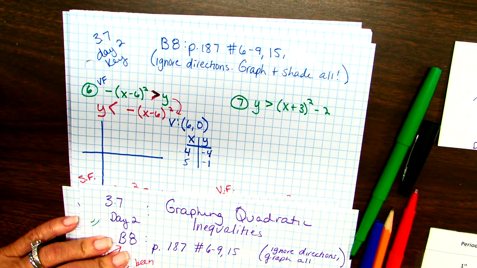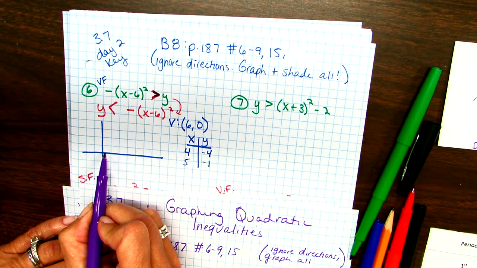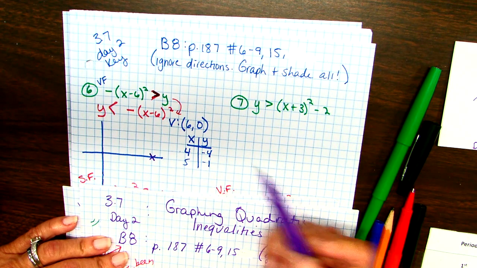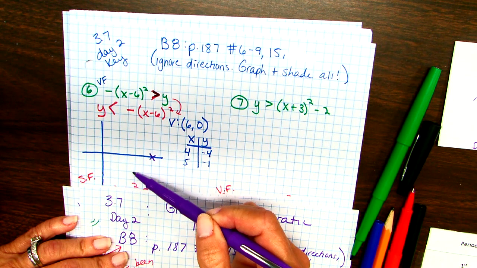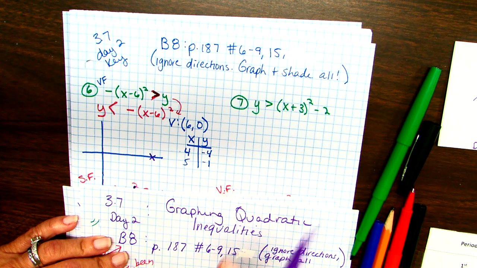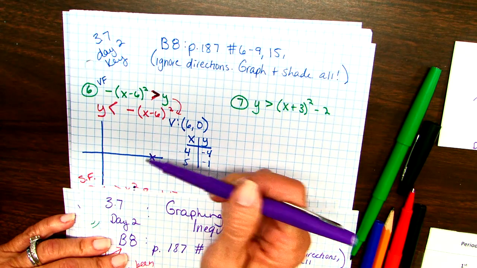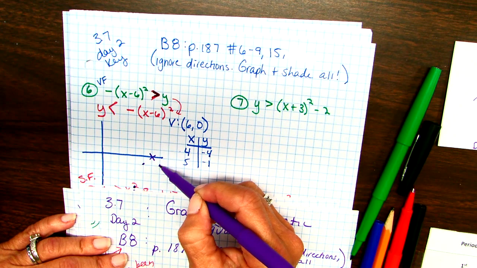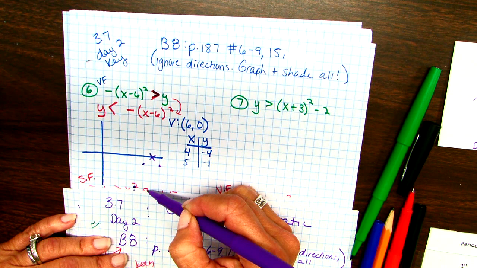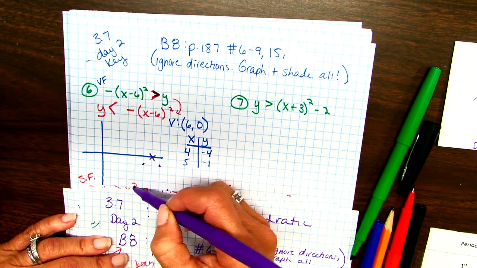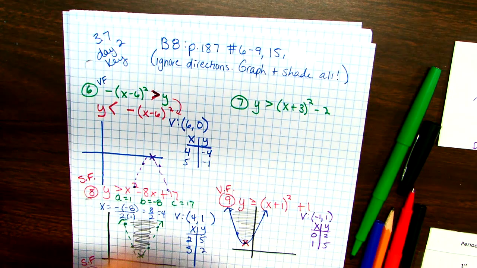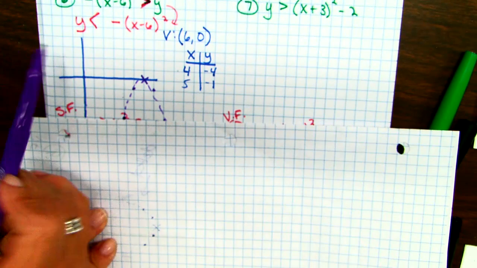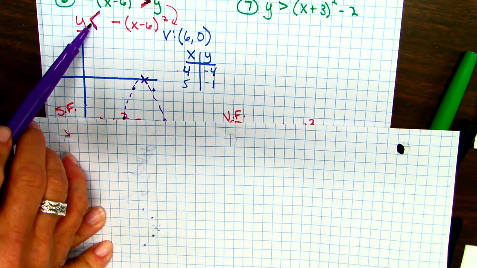All right, so let's go ahead and plot the points. So my vertex is at 1, 2, 3, 4, 5, 6, 0. There's my vertex. Then 1, 2, 3, 4, 1, 2, 3, 4, and 5, negative 1. Sorry, I already have the key made below here, so I'm trying to cover it up. There and there. Dotted. Okay, so that's dotted. Dotted, because there's no equal to sign, and this is less than.